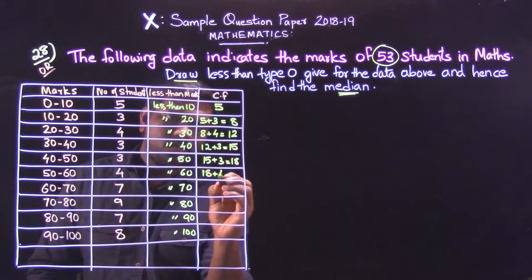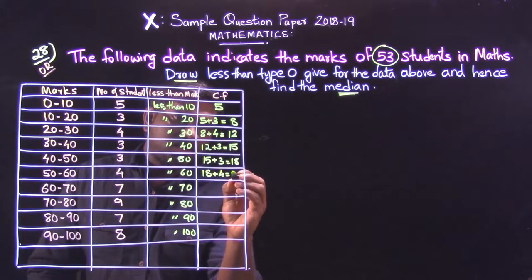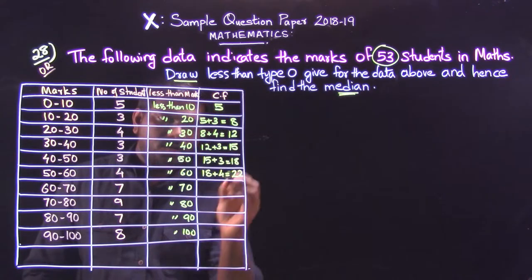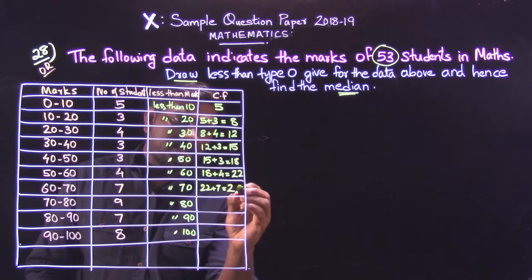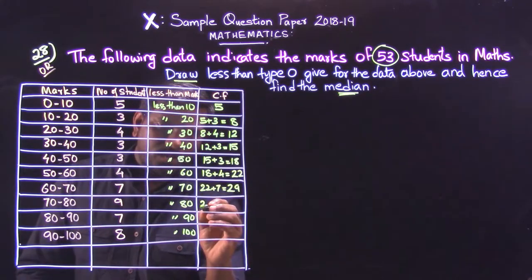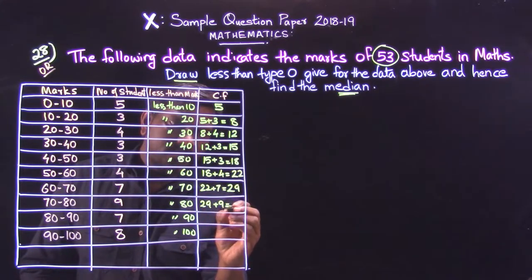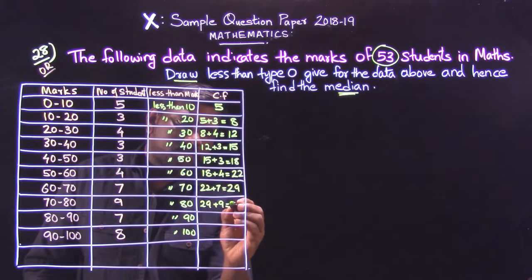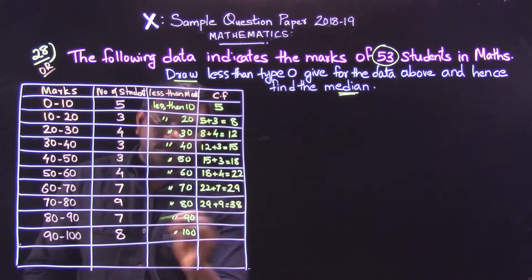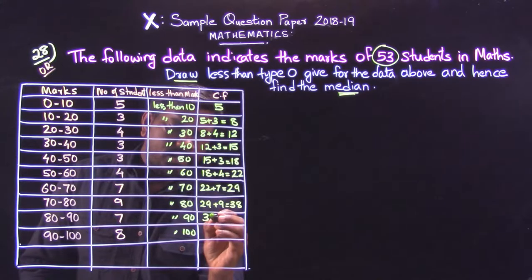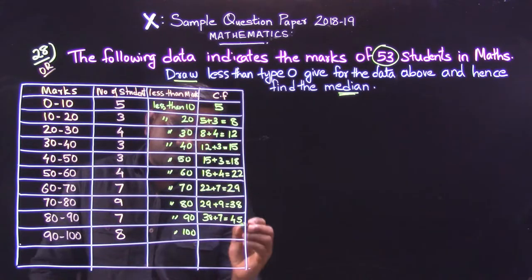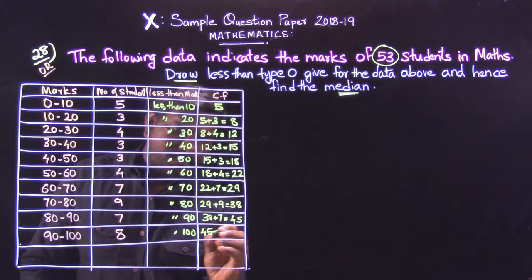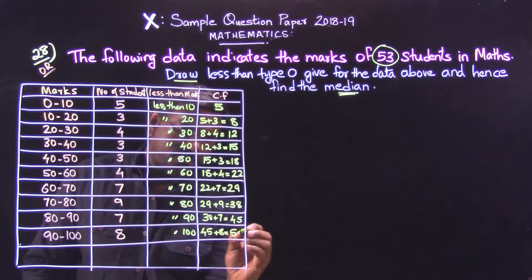18 plus 4 is gonna be 22. Fine. 22 plus 7 is gonna be 29. 29 plus 9 is gonna be how much? 38. 38 plus 7 is gonna be 45. 45 plus 8 is gonna be 53.